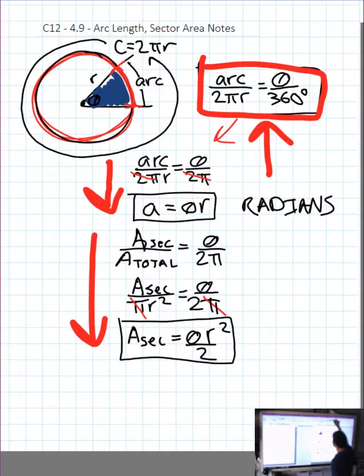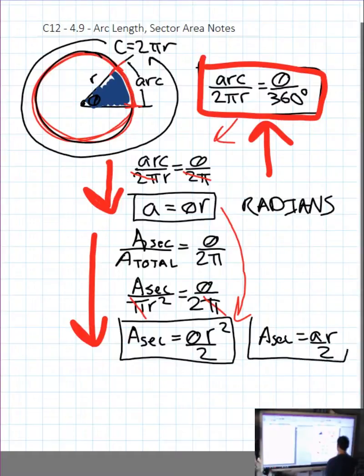And also, if I substitute the formula on the top into the formula on the bottom, we actually get another formula for the area of the sector, and that one is A r over 2, also seen on your formula sheets, also very useful, but not if you have logic.